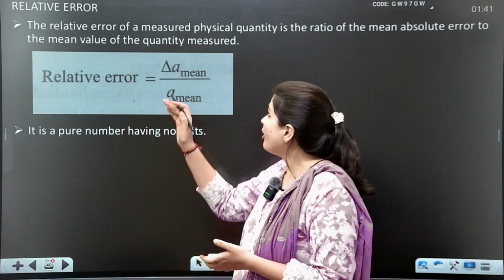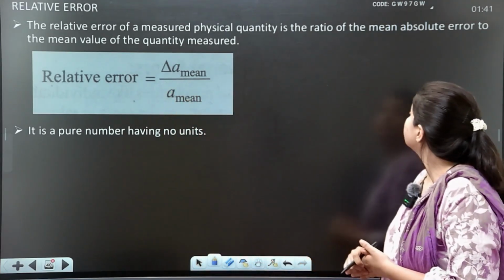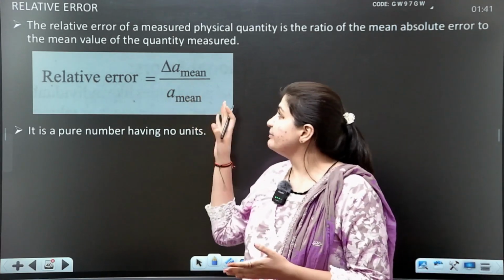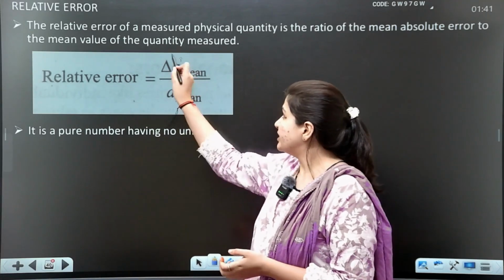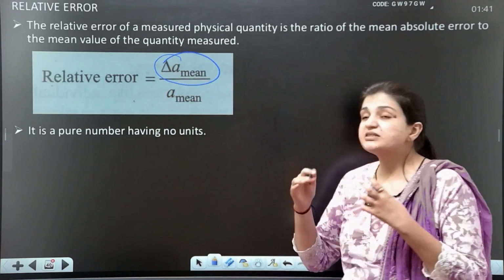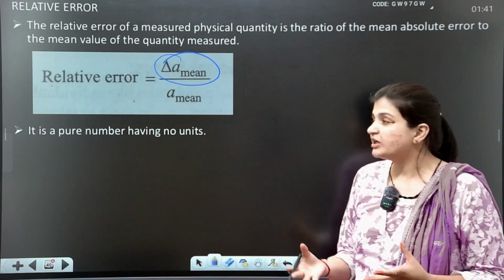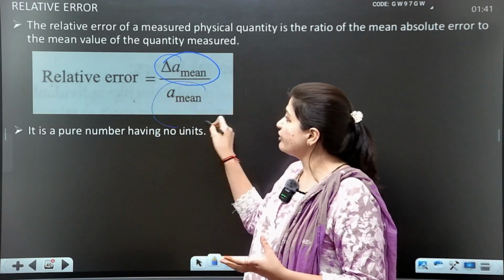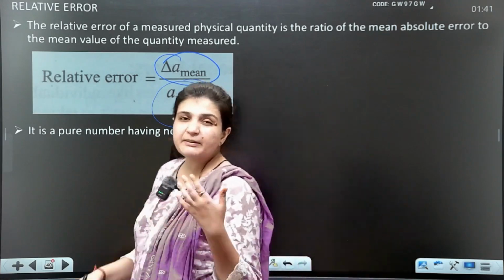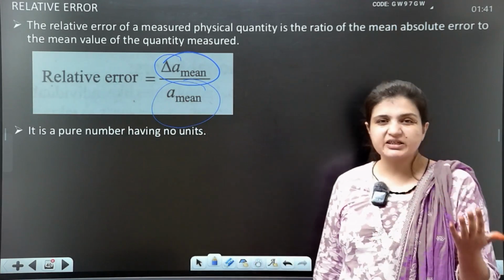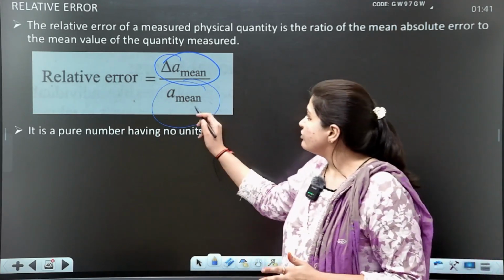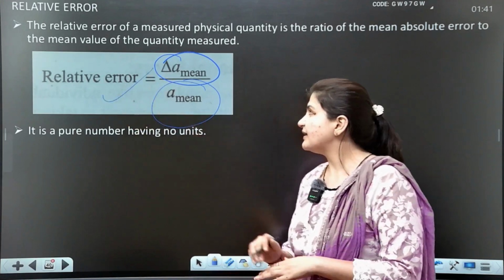Relative error of a measured quantity is the ratio of the mean absolute error to the mean value of that quantity. So we have to find out the absolute error. This is the absolute error we have calculated, and we see what fraction it is of the mean value. Is it smaller or is it greater? So this will give us the relative error.